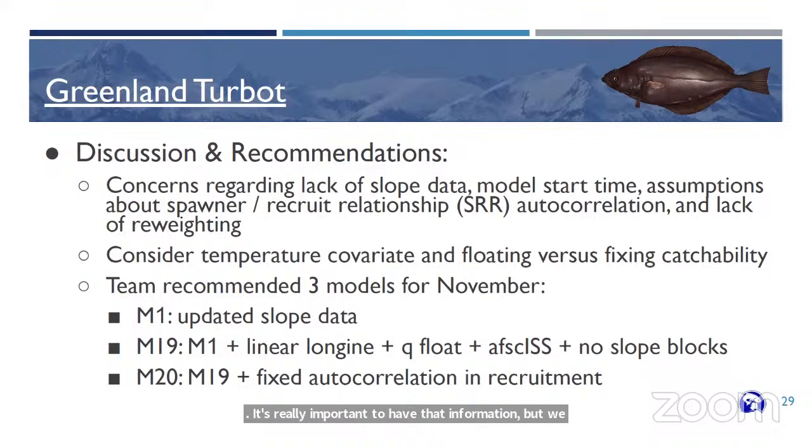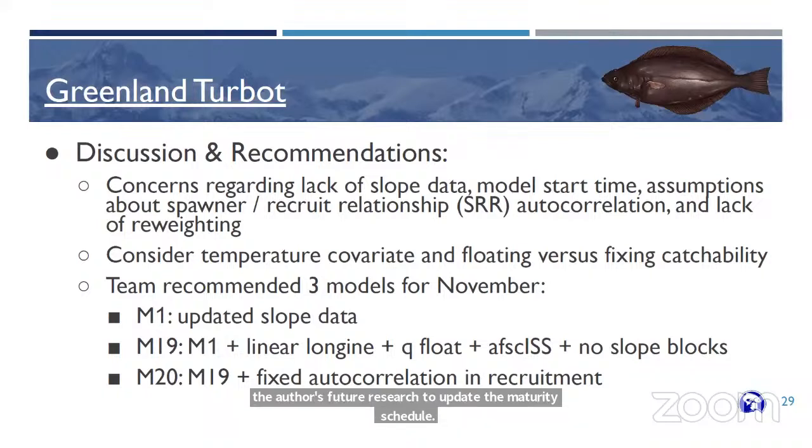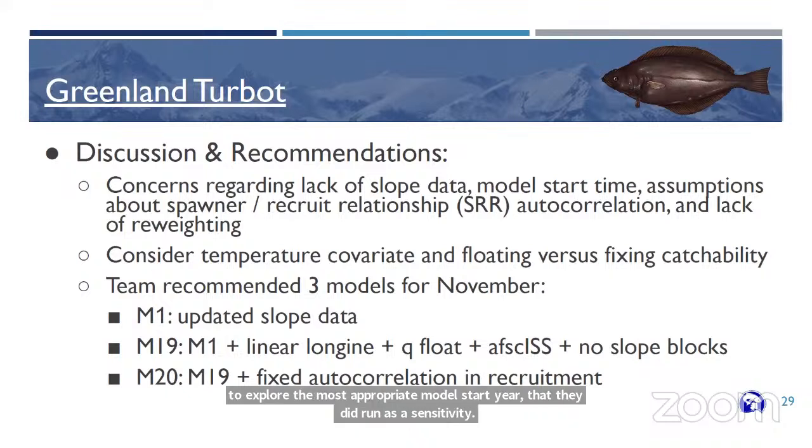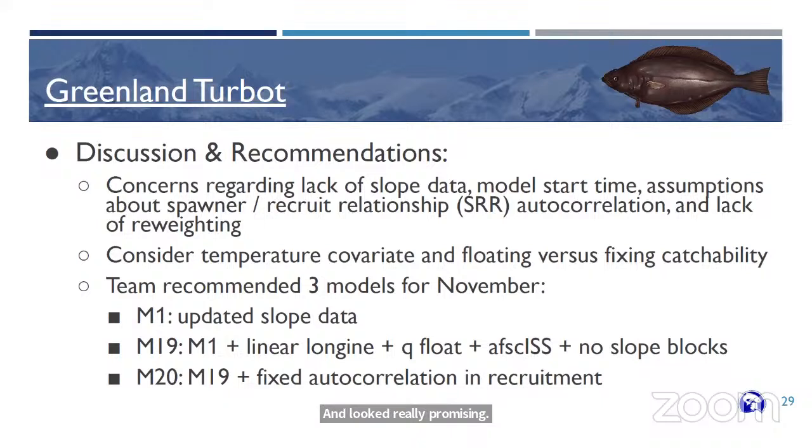So it relies on the longline survey, and the team supports the author's future research priorities to update the maturity schedule and to explore the most appropriate model start year that they did run as a sensitivity and looked really promising. So the team recommended 3 models for November.